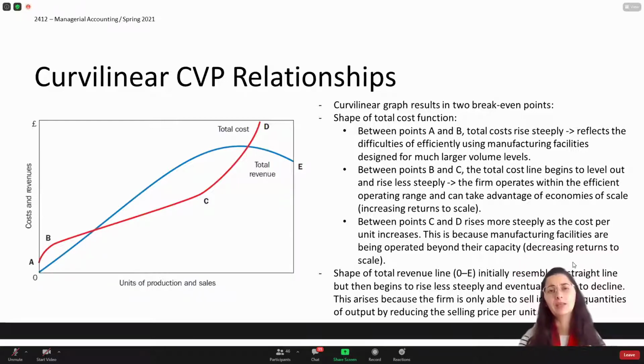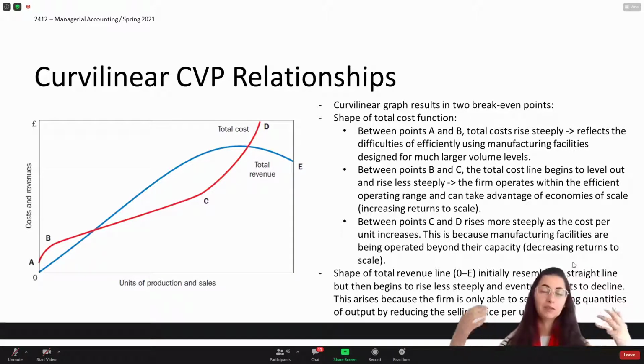But then, when they start producing more units, they start having economies of scale. So they become efficient in what they're doing. They already know how to produce. Everything is arranged. It becomes efficient.